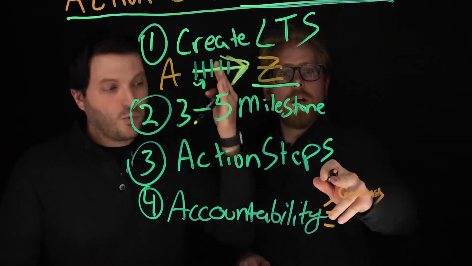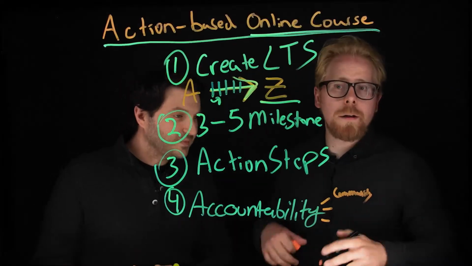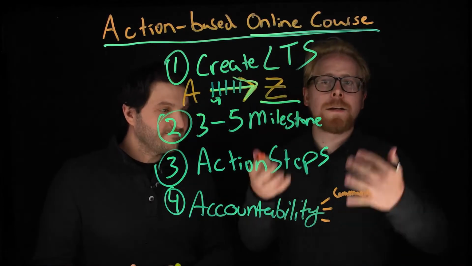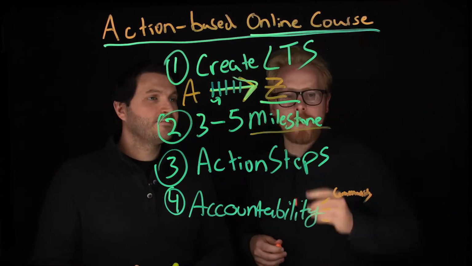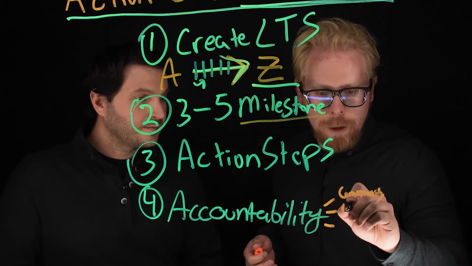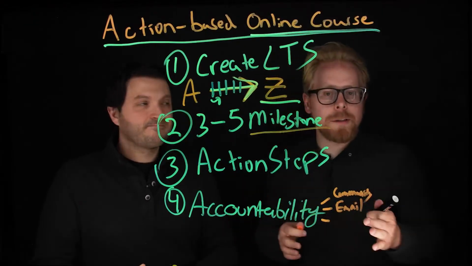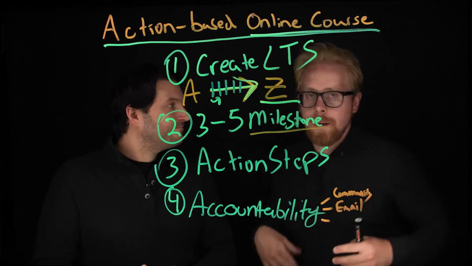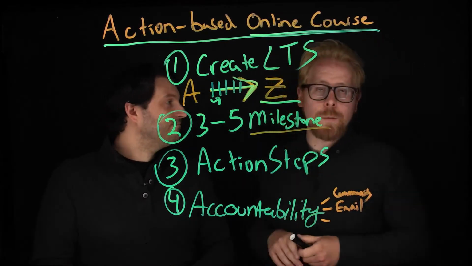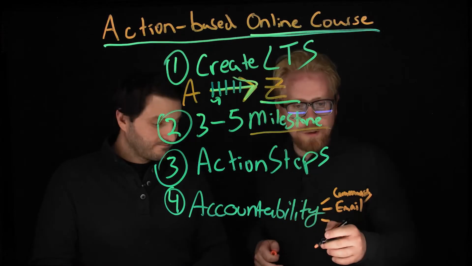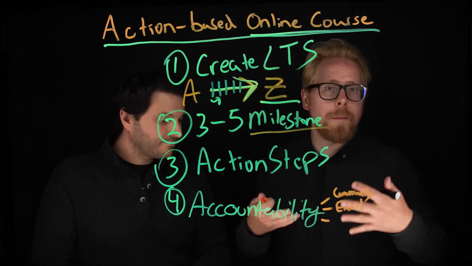Johnny, what are other ways, my friend? Community, right? All your students are part of a community. They can share the results that they're getting on each milestone. You can have them reply to an email. You can send them an automated email sequence that says, do this, respond to this email with what you did for this milestone. And then you can have them just comment on your course.